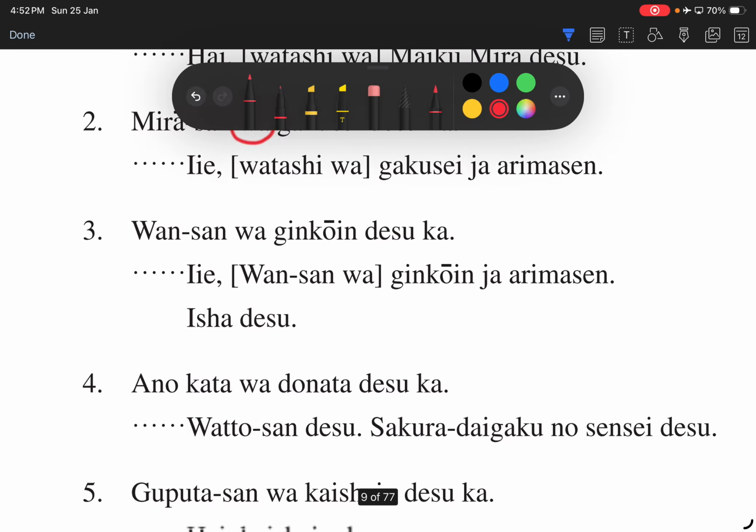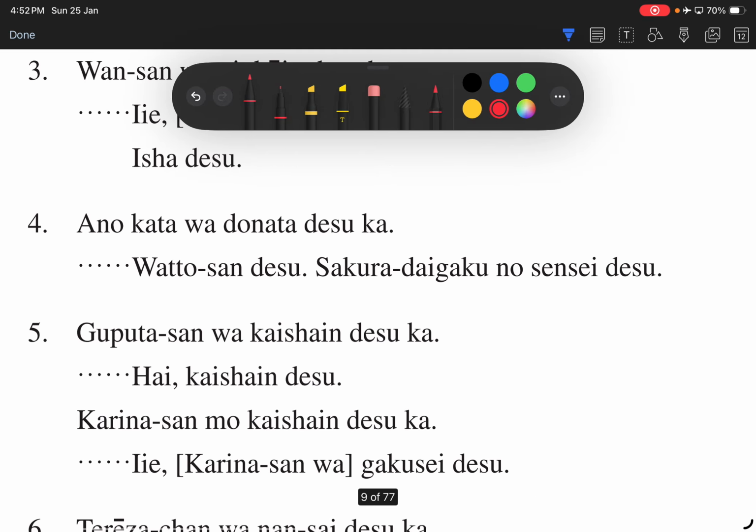Right? Number 4. どなたですか? I'm going to ignore あの方 first. We'll learn it in a while. どなたですか? So who is it? ワトさんです. Right? It is ワトさん. 桜大学の先生です. So 桜大学 is a fictitious university.